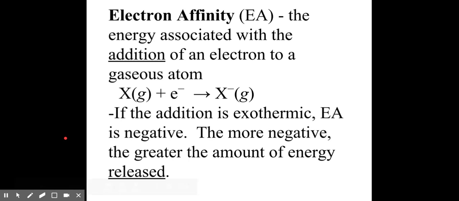The next trend we're talking about will go much faster because we're just talking about the exact opposite process. Electron affinity. It's going to be the addition of the electrons. So now whenever we look at the chemical equation, we have the stable atom on the left plus the electron, and we get a negative ion.